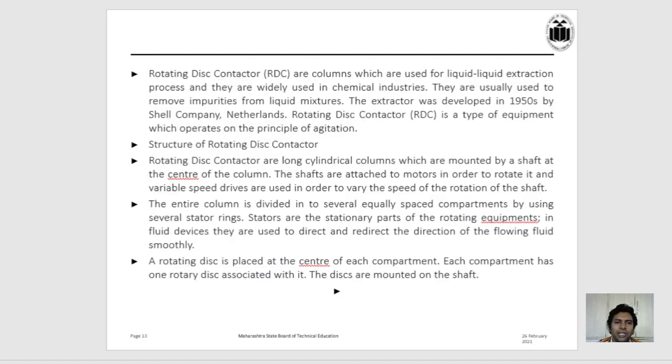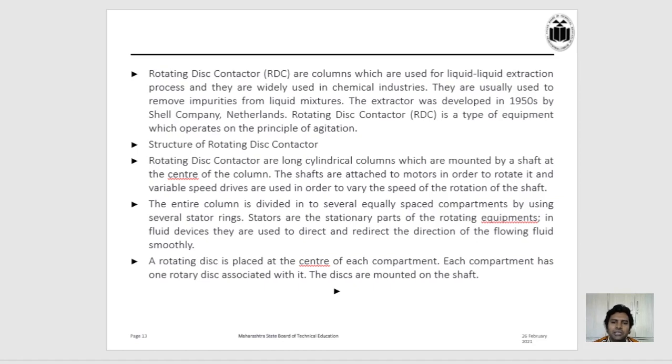rotating disc contactor. This is a column used for the liquid extraction process, and it is widely used in the chemical industry. It is usually used to remove impurities from a liquid mixture. The extractor was developed in the 1950s by the Shell company, Netherlands. RDC is a type of equipment which operates on the principle of agitation.